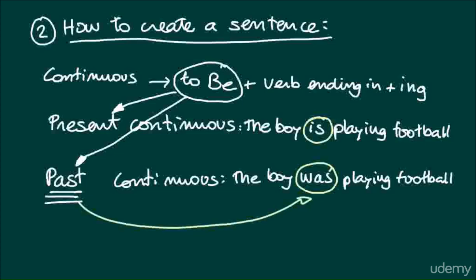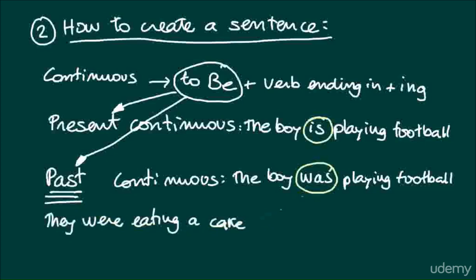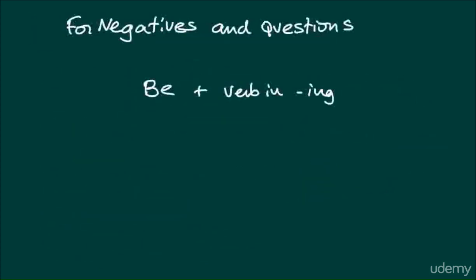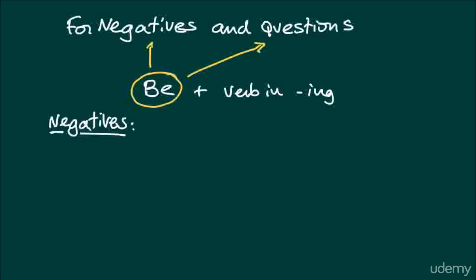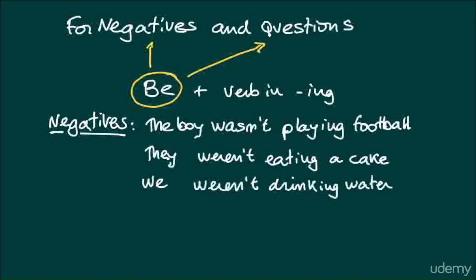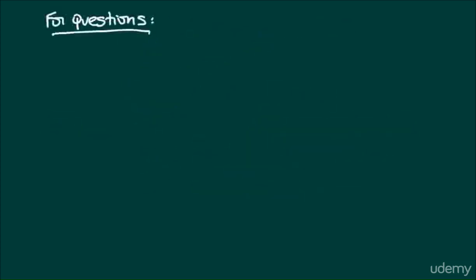Other examples. They were eating a cake. We were drinking water. As we have a verb to be in the structure, to create the negative sentences or questions, we use the verb to be. The same sentences in negative are, the boy wasn't playing football. They weren't eating a cake. We weren't drinking water.